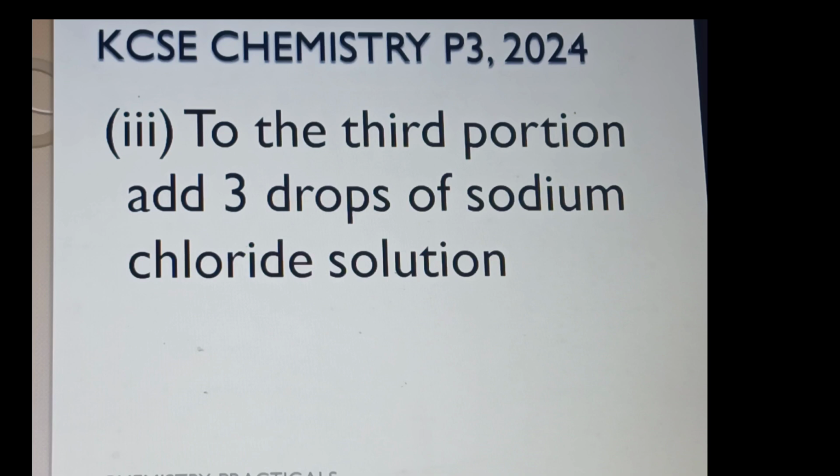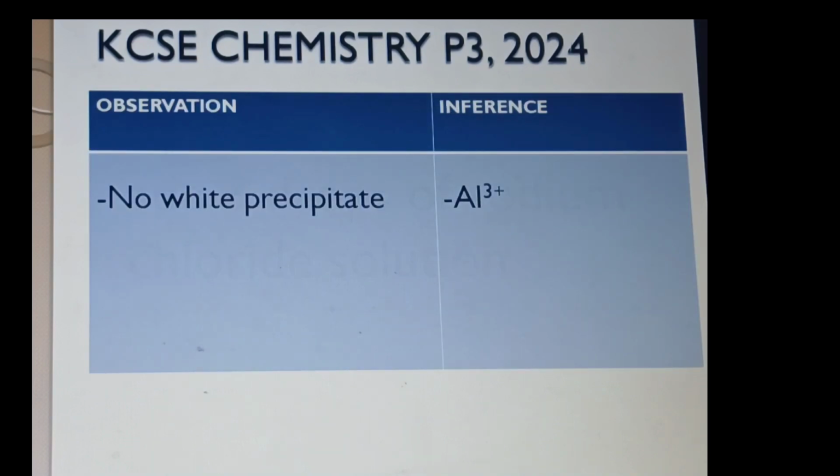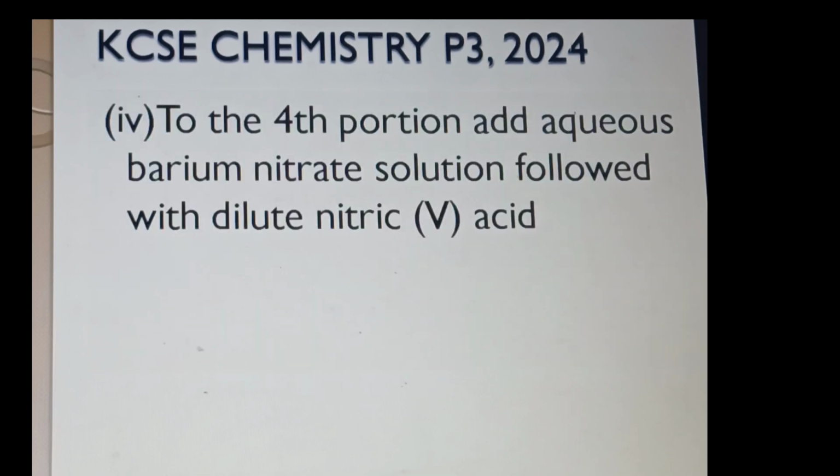Roman 3, to the third portion, add 3 drops of sodium chloride solution. So you want to be sure which ion is present, is it aluminium or lead. So the observation was no white precipitate is formed, so you confirm aluminium ions because aluminium chloride is soluble, lead chloride is insoluble. And any contradictory ion to that will be penalized fully.